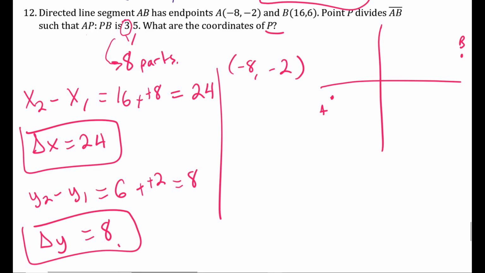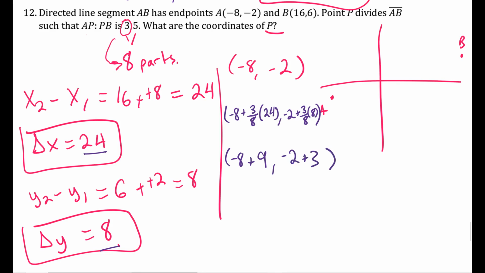So what this is going to look like is -8 plus 3/8 of my total change in x, which is 24. And for my y coordinate, I'm going to add to that 3/8 of my total change in y, which was 8. So -8 plus 3/8 times 24 is 9, and -2 plus 3. So my final coordinate is +1, +1. So this would be where P is located.